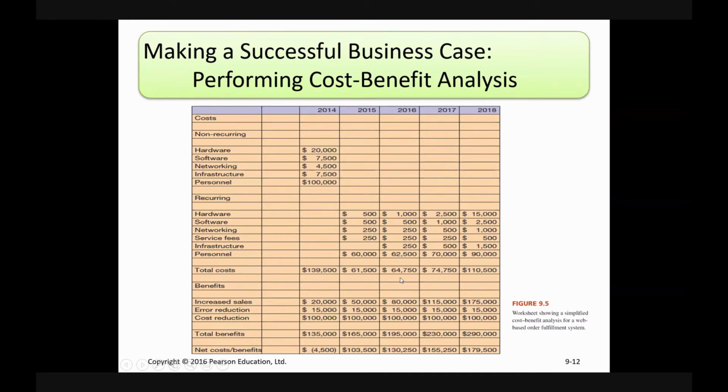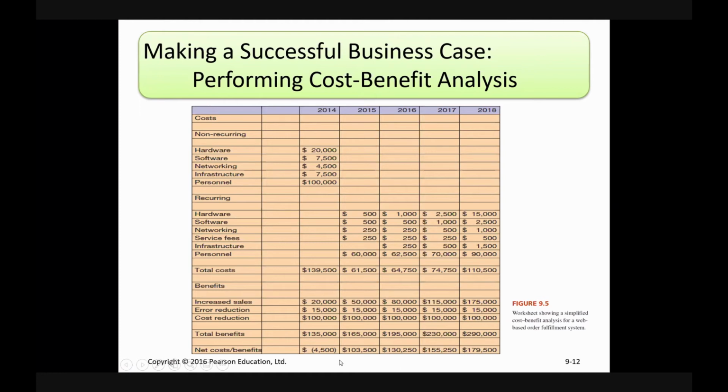You can see in the year 2014 we have 139,500, and in 2018 it goes down to 110,500. And then benefits, in the same way you will find out the benefits, their prices, the numbers, and you will get the total benefit. And in the end you will get the net, cost divided by benefit.